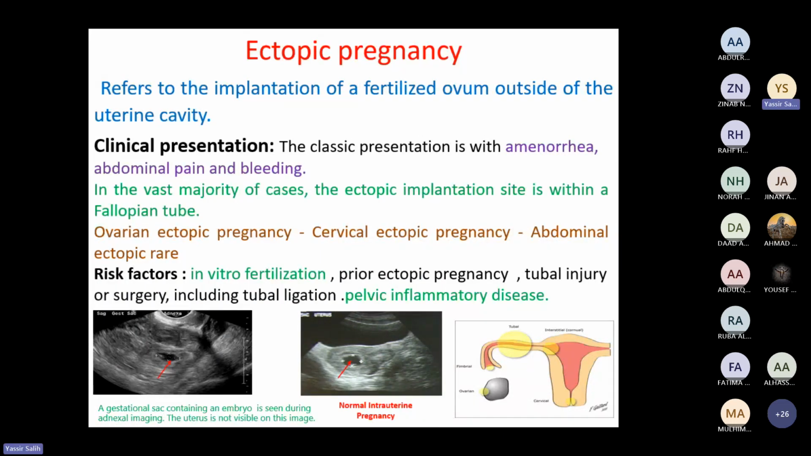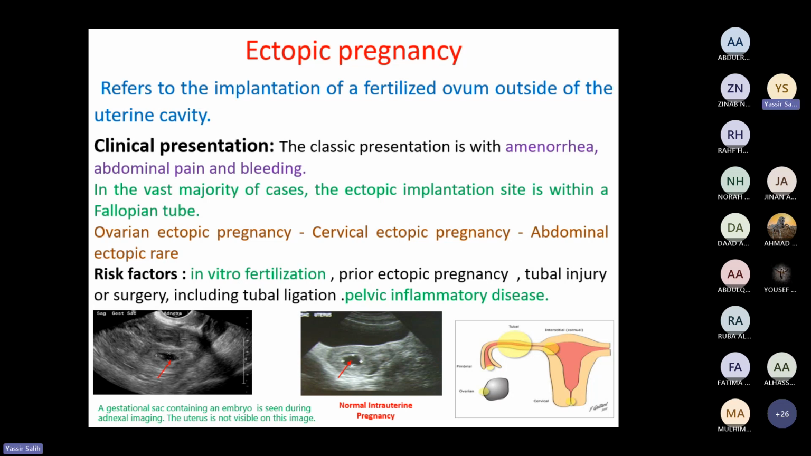Well, the next part is very important: ectopic pregnancy. Of course we know that fertilization happens at the fallopian tube. Sometimes this implantation may occur in an abnormal position, outside the uterus. So this is called ectopic pregnancy, implantation of a fertilized ovum outside of the uterine cavity.